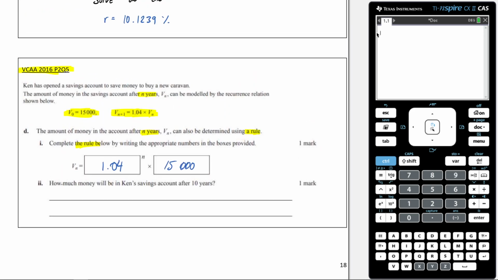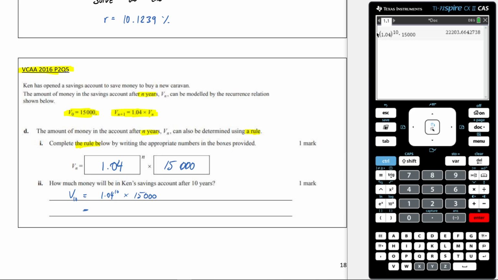Perfect. It then says, how much money will be in Ken's savings account after 10 years? I'm going to take my rule, and I'm simply going to put 10 into it. So V of 10 is equal to 1.04 raised to the power of 10, times by 15,000. I will now put that into my calculator: 1.04 raised to the power of 10, times that by 15,000. That's going to be that number right there.